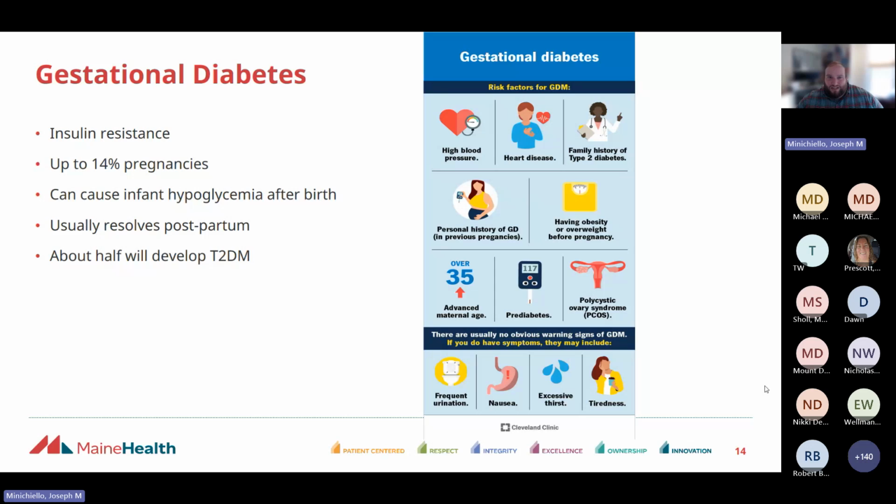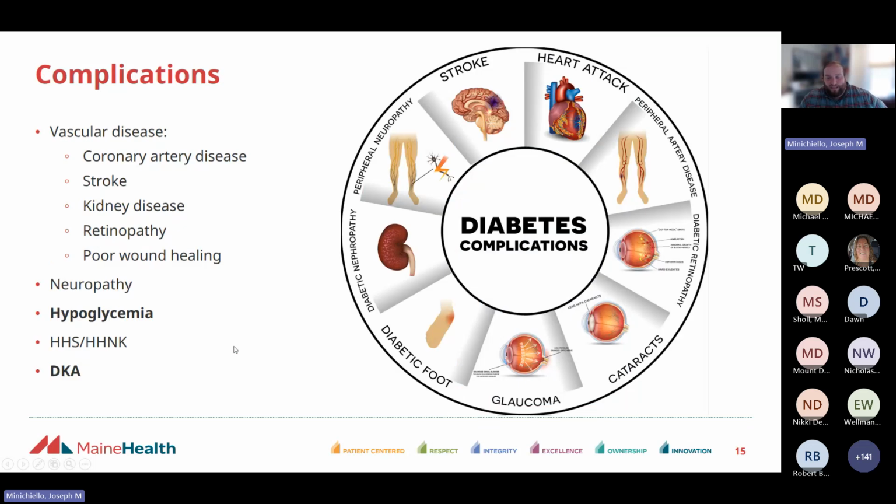This typically resolves in the postpartum setting. It's the pregnancy, the hormones of pregnancy, that cause this process for mom. That said, about half of folks that have gestational diabetes will go on later in life to develop type 2 diabetes. The exact link there isn't entirely known yet. We just kind of know that there is that connection.